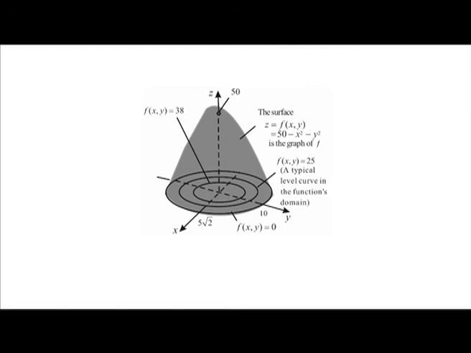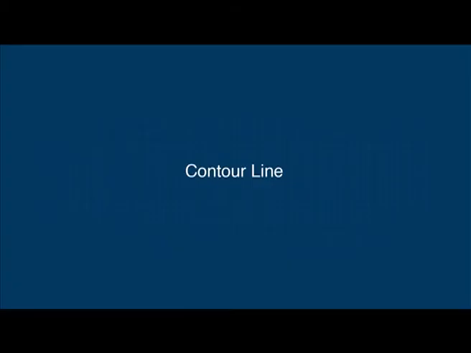Similarly, the level curves f of x y is equal to 25 and f of x y is equal to 38 are the circles: f of x y is equal to 50 minus x square minus y square is equal to 25, or x square plus y square is equal to 25, and f of x y is equal to 50 minus x square minus y square is equal to 38, or x square plus y square is equal to 12. The level curve f of x y is equal to 50 consists of the origin alone.